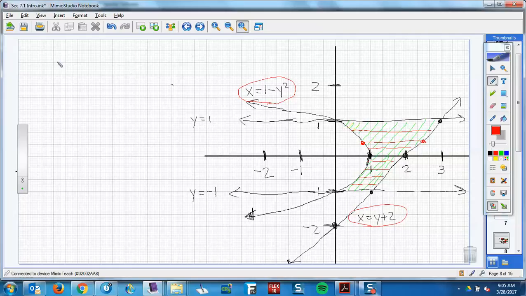So let's set it up. So, how do we do horizontal strips? We do the right x-coordinate. What is this x-coordinate?